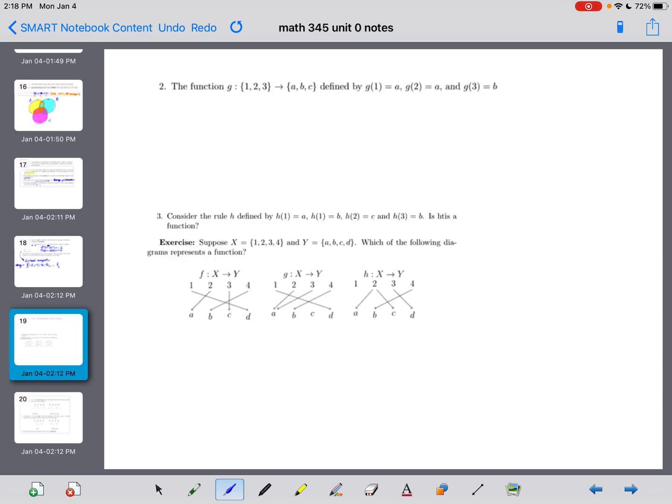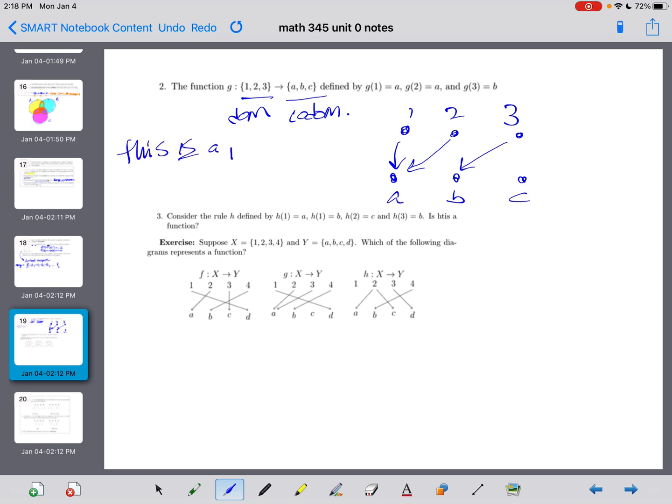All right, a couple more examples. Let's define a function g with a domain of 1, 2, 3 and a codomain of a, b, c by g of 1 is equal to a, g of 2 is equal to a, and g of 3 is equal to b. I'm going to demonstrate this with a dot diagram here where I put my domain on top, 1, 2, and 3, those are my inputs, and my codomain on the bottom, a, b, and c. So this is saying that 1's going to map to a, 2's going to map to a, and 3 is going to map to b. This is a function.